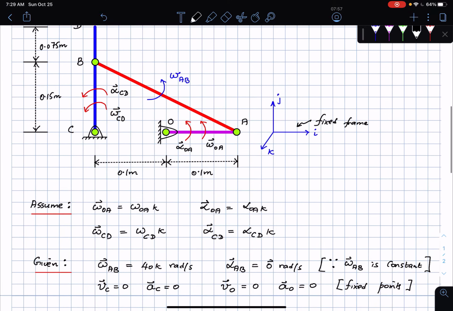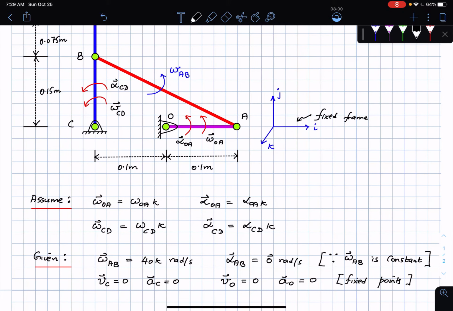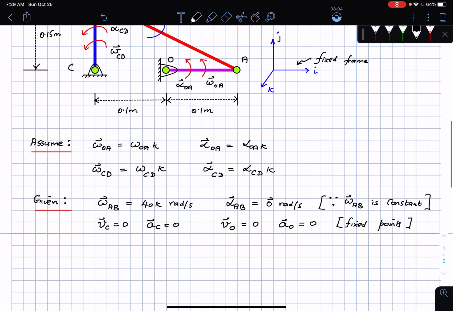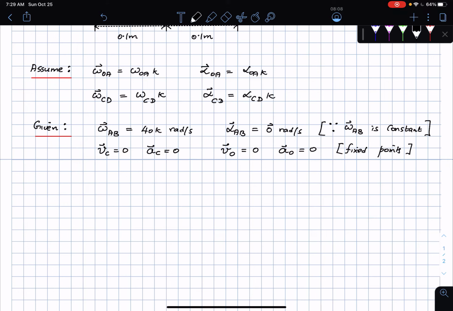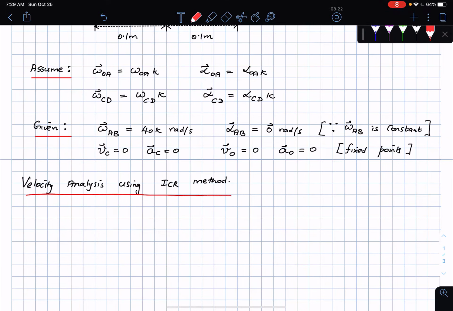Okay, so this is the situation that I have so far. And of course I have all these dimensions and so on. So how do I perform the velocity analysis? So let us perform the velocity analysis using the ICR method. Okay, so here is what I do.